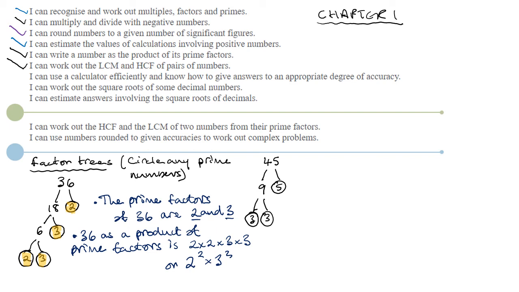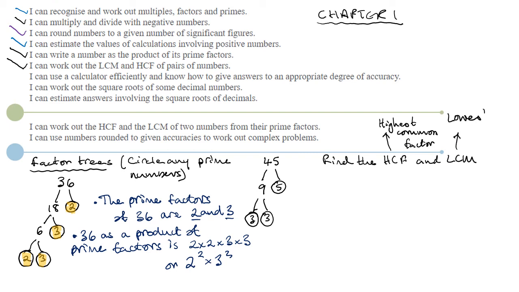And let's say I wanted to find the HCF, which is the highest common factor, and the LCM, which is the lowest common multiple. Let's say I wanted to find the HCF and LCM of these two numbers, 36 and 45. So the first thing I would do is to draw a factor tree for both of those numbers, which I have already.